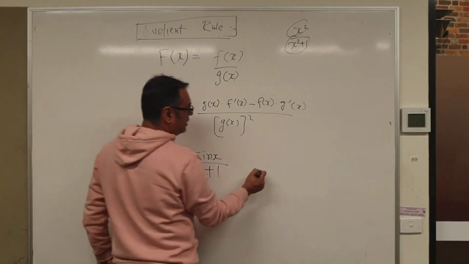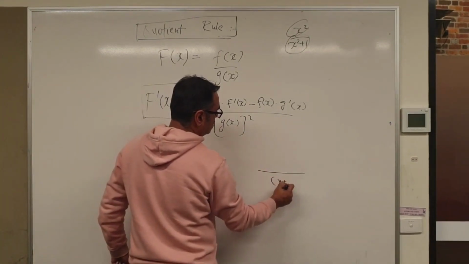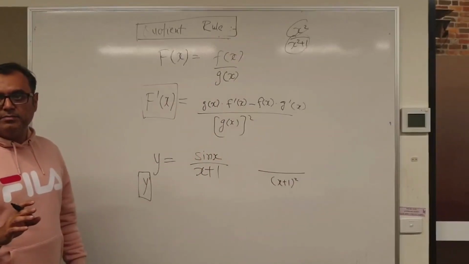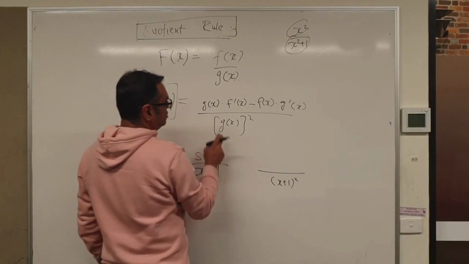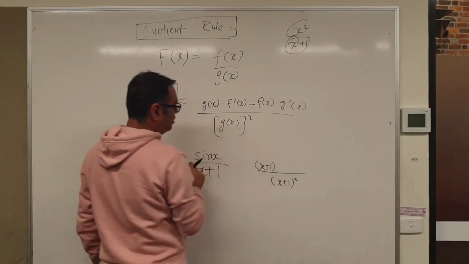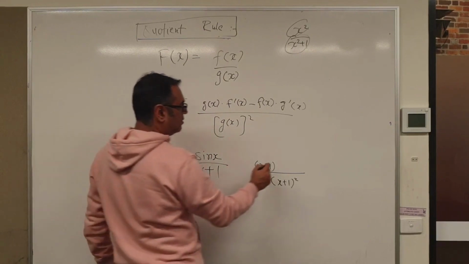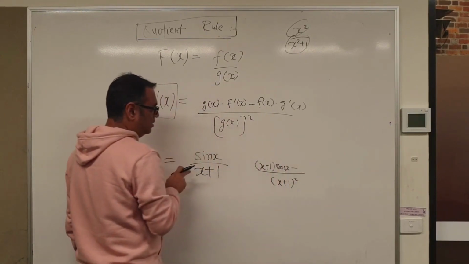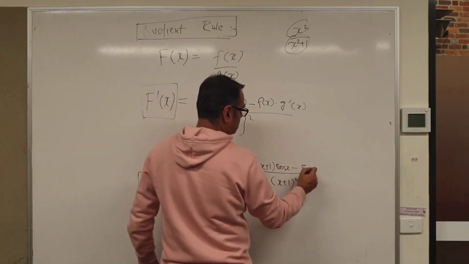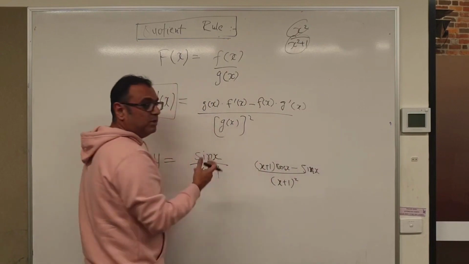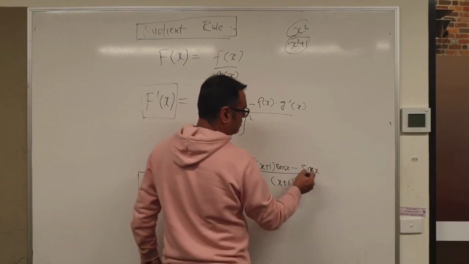X plus 1 whole square, yes, that's the denominator is sorted out because that's the whole square, correct? Romel? Yeah. Write x plus 1 as is. What's the differential of sine x? Cos x minus, write sine x as is. Sine x, and what's the derivative of x plus 1? It is 1. That's it. That's the answer.